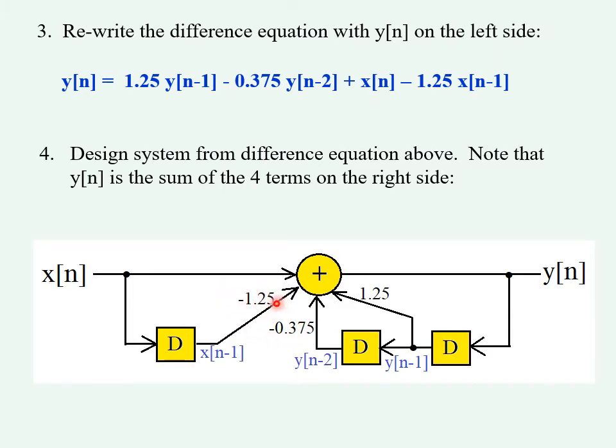In a block diagram like this, whenever you see just numbers near the arrows, those numbers just mean that's what we're multiplying this signal by. So this arrow here represents this term here. Then we've got these 2 terms. Well, they're both y terms, and they're both delayed. This first one is delayed by 1, so I'm going to take y of n, bring it through a delay to give me y of n minus 1, multiply it by 1.25, and throw it into this adder.